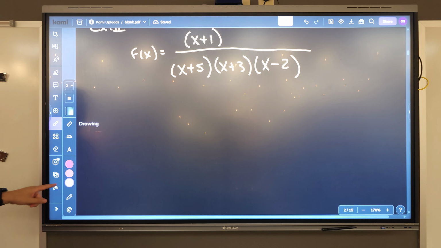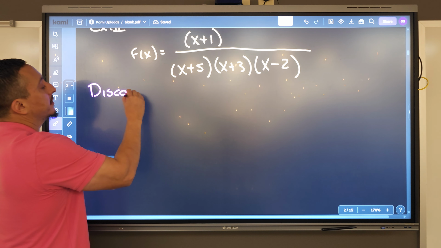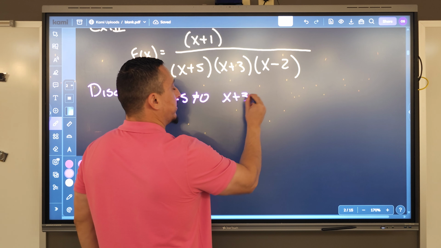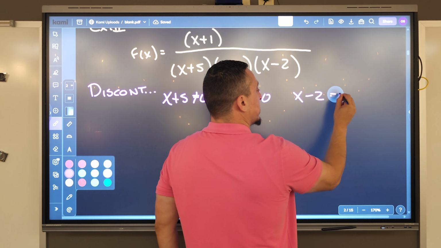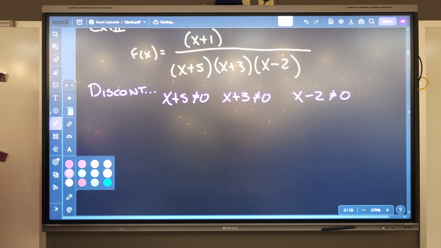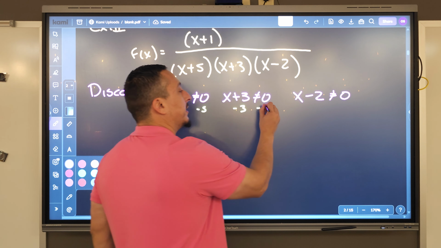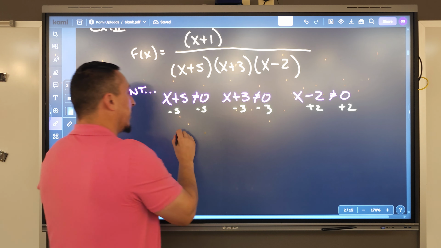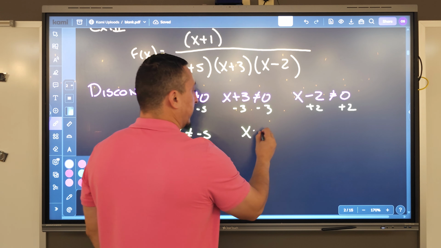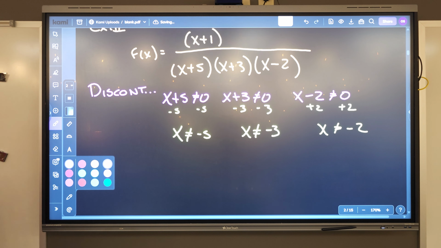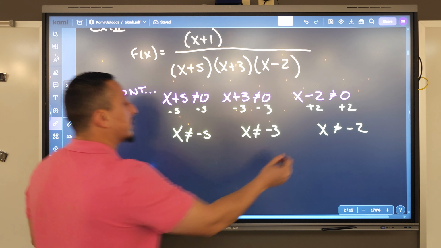Okay, so for my discontinuities, I know that x plus 5 cannot equal 0. I know x plus 3 cannot equal 0. And I know that x minus 2 cannot equal 0. Because any of those three that equals 0 will cause the whole bottom to be 0. And therefore, you get that error. Okay, so if I solve these, subtract 5, subtract 3, add 2. So x cannot equal negative 5. x cannot equal negative 3. x cannot equal positive 2, sorry. Go ahead, Kingston.